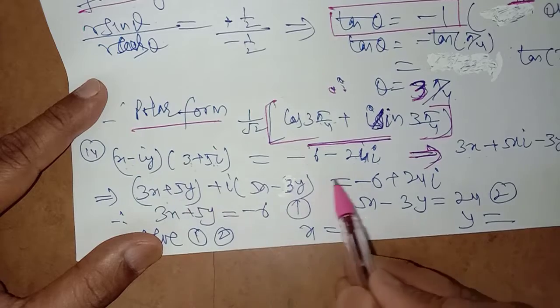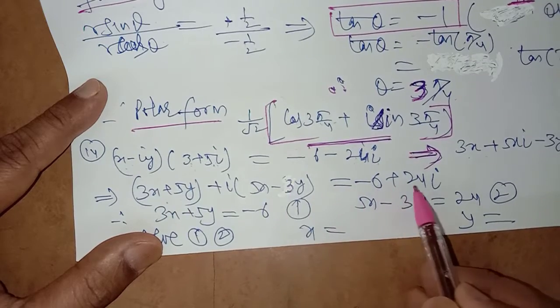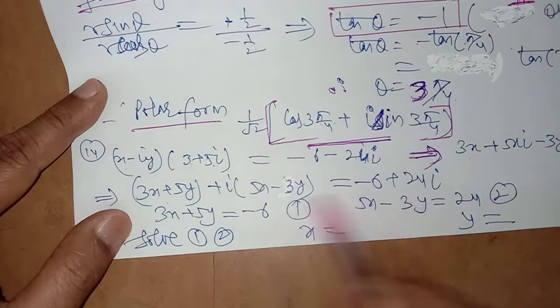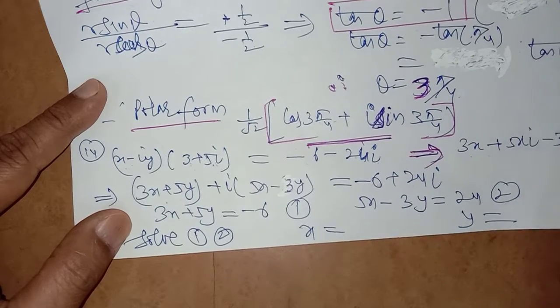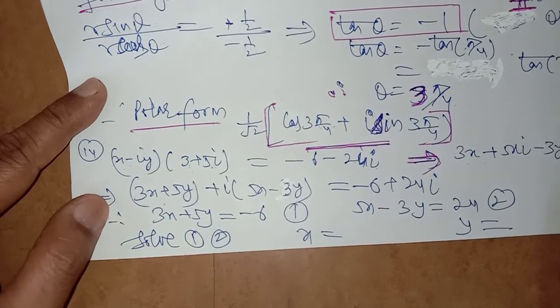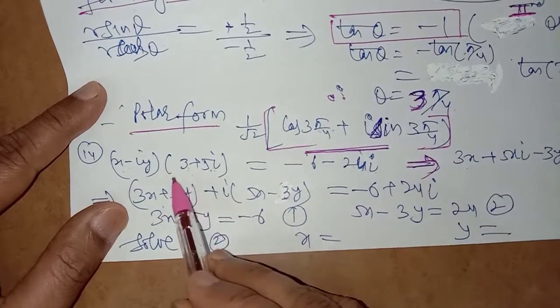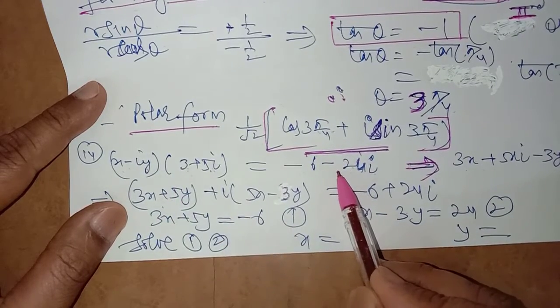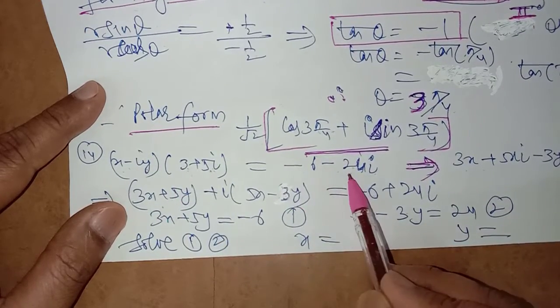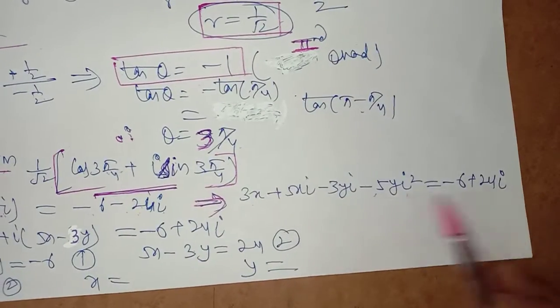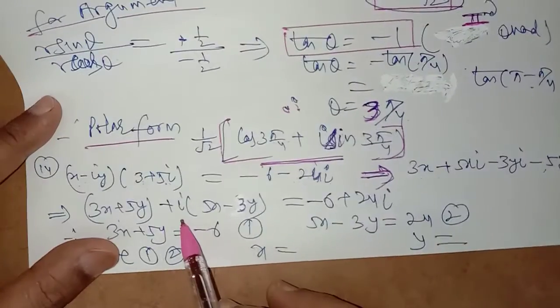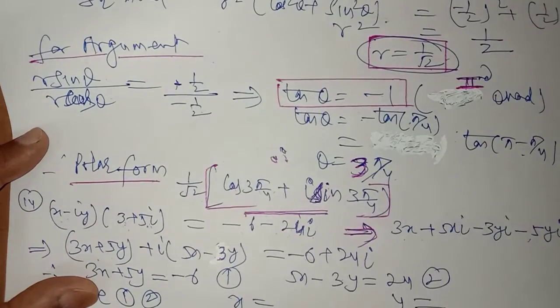So equate real part with real part and imaginary part with imaginary part. You get two equations. Solving these two equations, you will get the values of x and y. Simply, it is given that this is the conjugate of this expression, so the conjugate of this will be minus 6 plus 24i. In the left hand side, open the bracket and convert this into the standard form. This is question number 14.